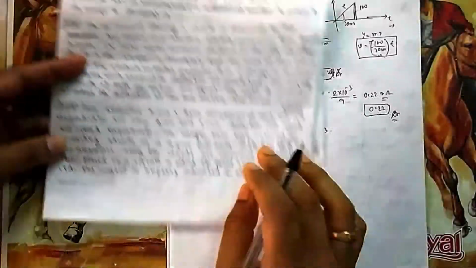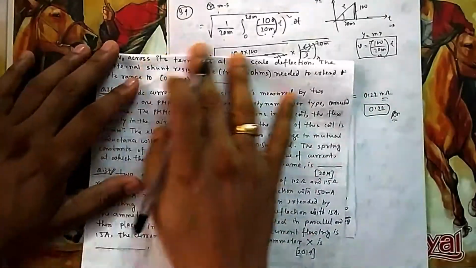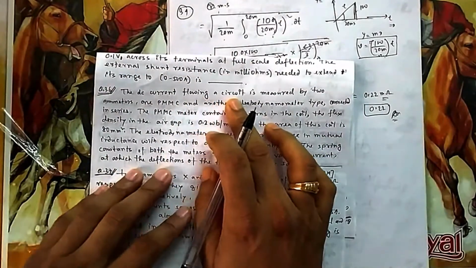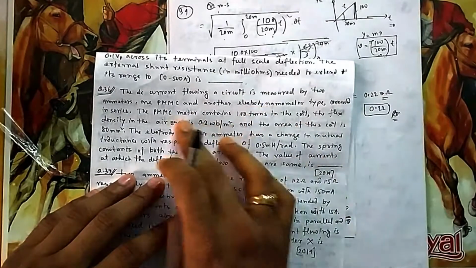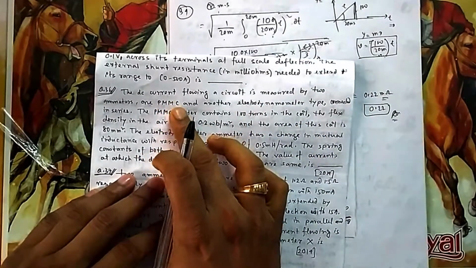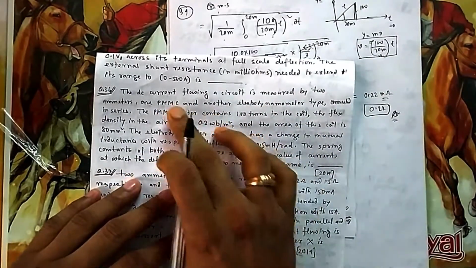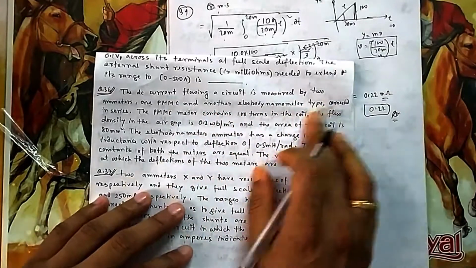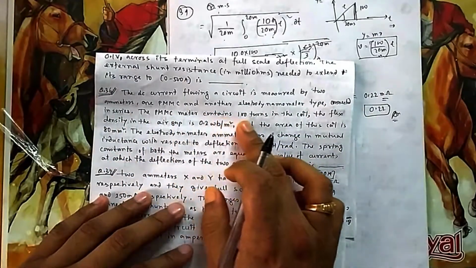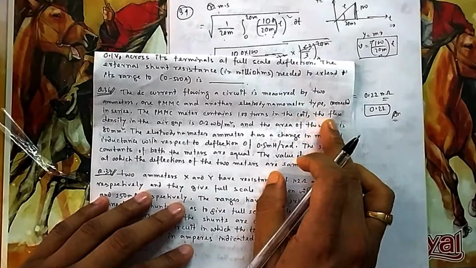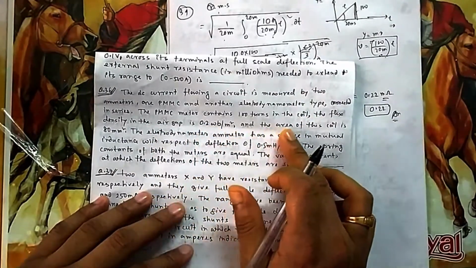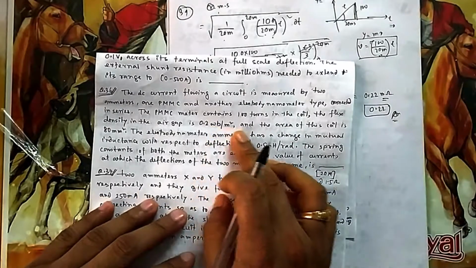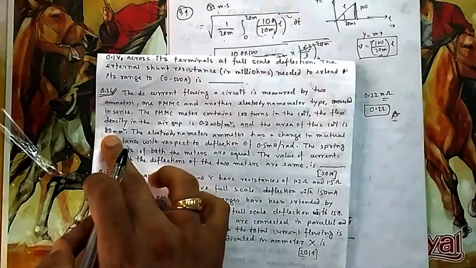Okay students, in question number 36 what they are asking is: a DC current flowing in a circuit is measured by 2 ammeters, one PMMC, one electrodynamometer. There are lots of questions on PMMC meter measurements, you can check. We have solved so many questions. The other is the electrodynamometer type, connected in series. The PMMC meter contains 100 turns and the flux density of the air gap is 0.2 Weber per meter square, or Tesla, whatever, same, and the area of the coil is 80 millimeter square.